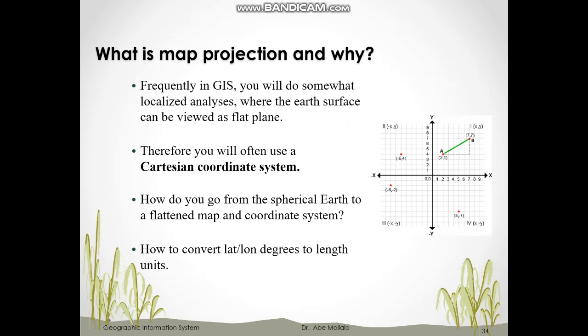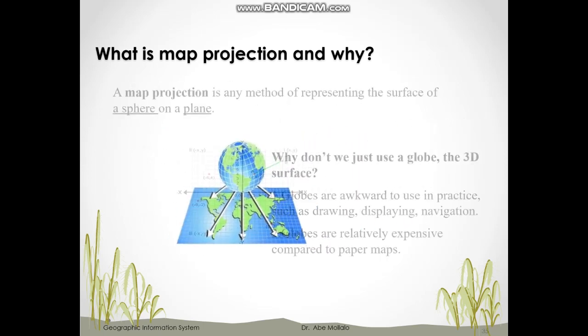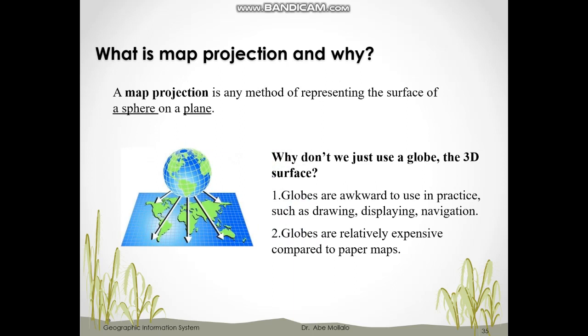The question is, how do you go from a 3D surface to a 2D flattened map, and how can we convert all of the measurements of latitude and longitude degrees to length units such as miles and feet? So we have to use map projection. What is map projection? Map projection is any method of representing the surface of a sphere or ellipsoid onto a plane, or simply converting from 3D to 2D.